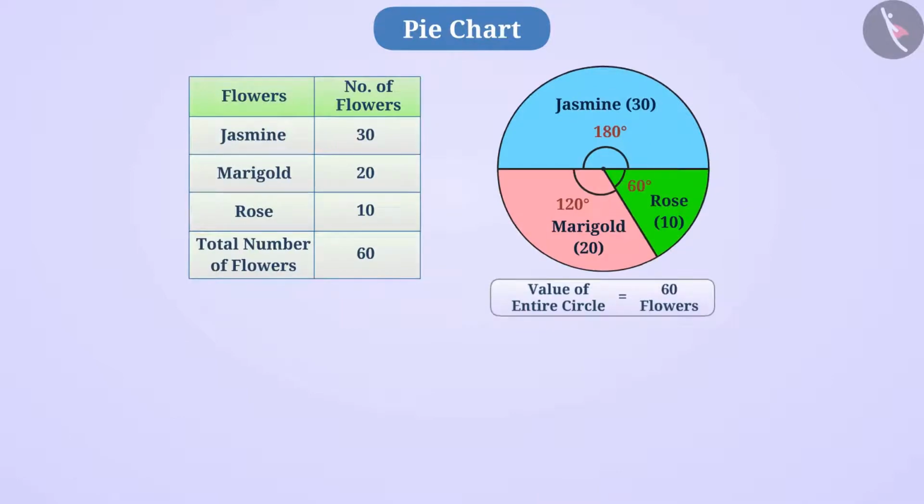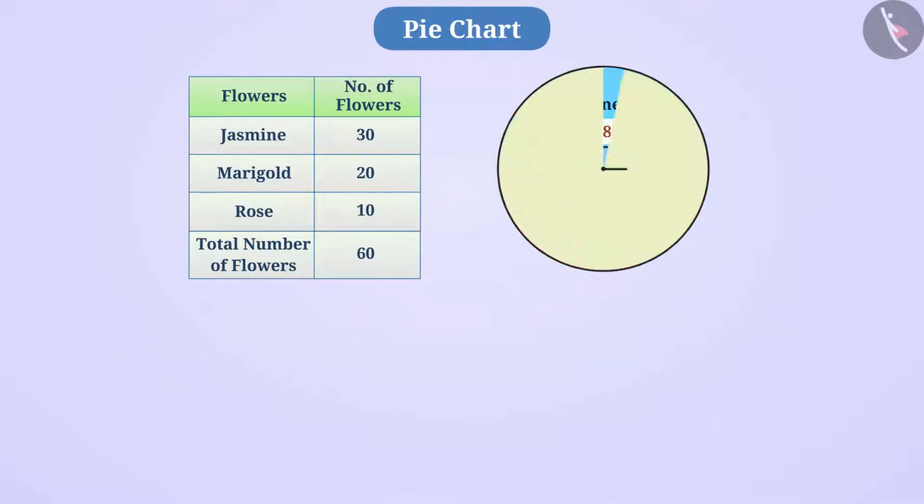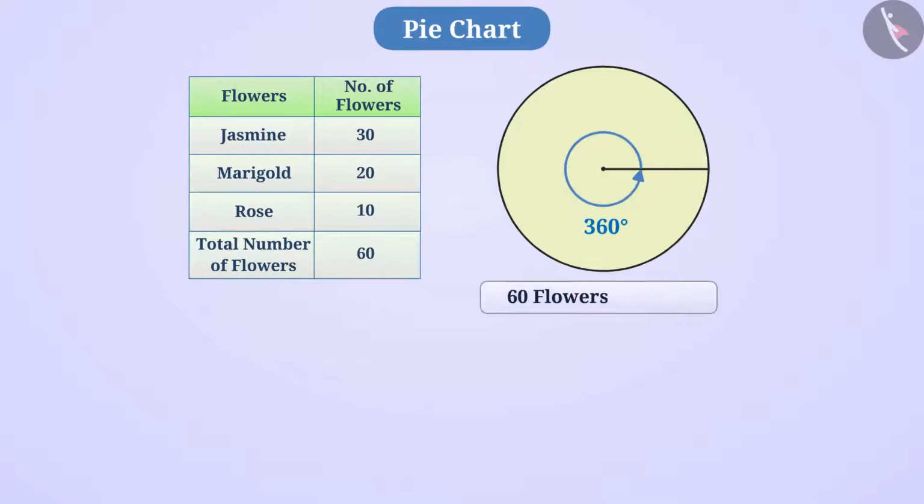Just think, can we use the unitary method to find different central angles? Let me tell you. We know that the central angle of an entire circle is 360 degrees. So, we can say that 60 flowers represent the central angle of 360 degrees. In this way, one flower can be represented with a central angle of 360 degrees divided by 60, which is equal to 6 degrees.